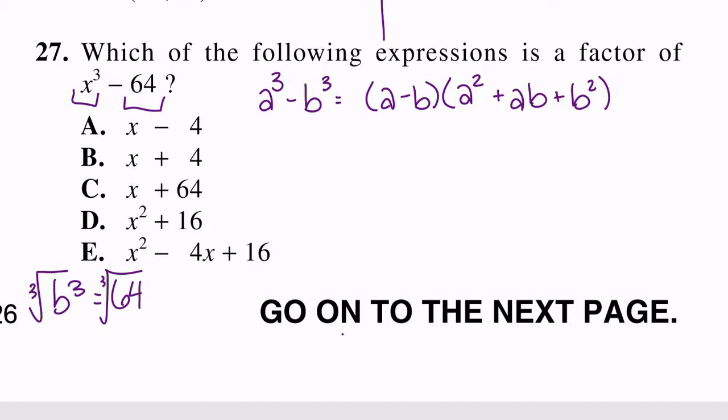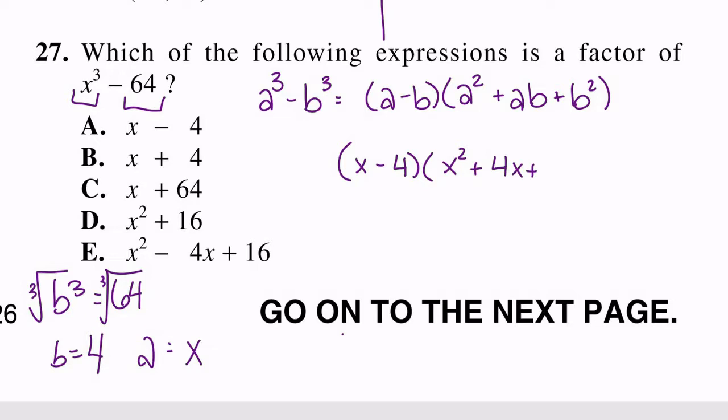So we know that b is equal to 4. And then a is equal to x. Now we just plug our a and b into our equation, which gives us x minus 4 times x squared plus 4x, and then we do plus 4 squared, which is 16.